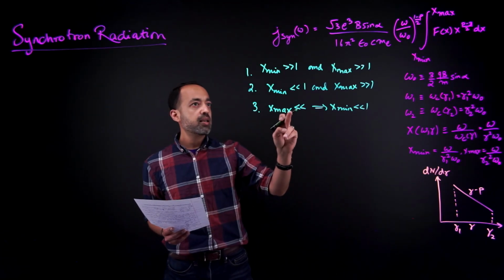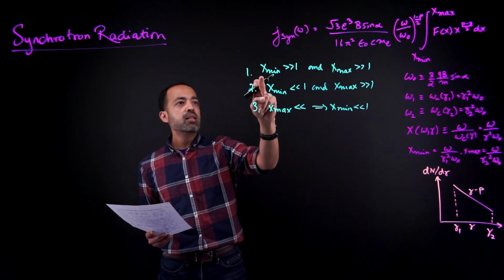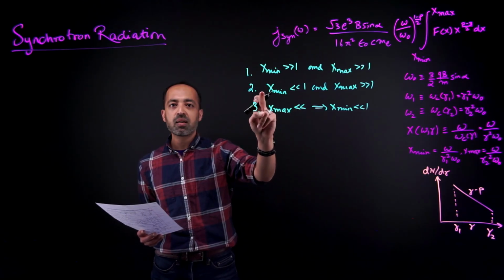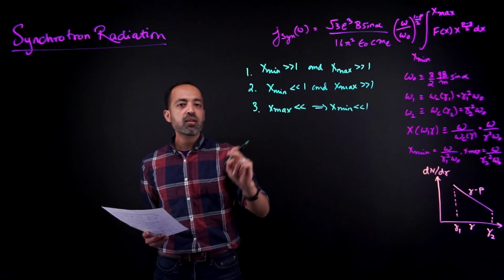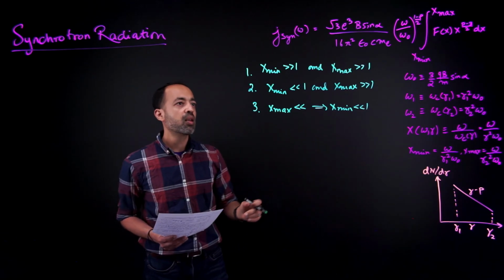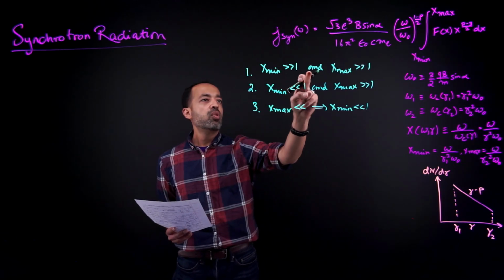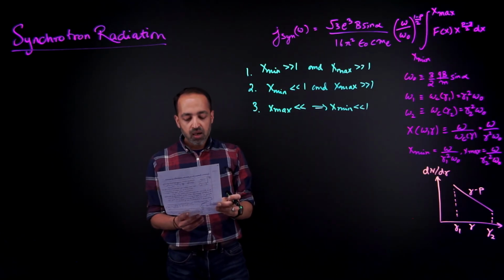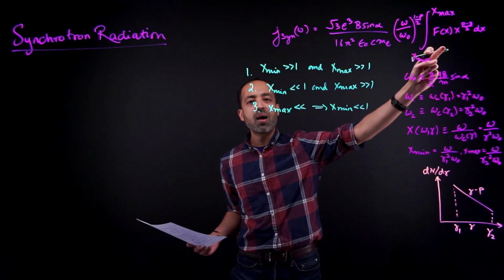I'll just quickly discuss this example, and then we'll discuss the next in some detail, and I'll leave this one, where both of them are much less than 1, as an exercise for you. So in the case that both of them are much greater than 1, then what happens to the integrand?